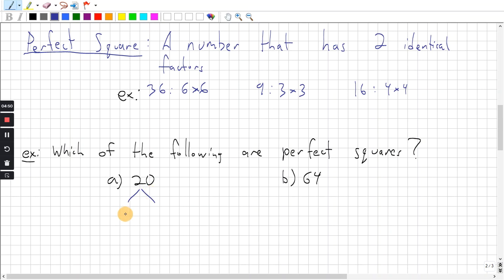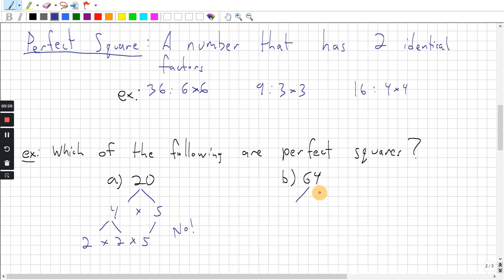So for example, 20, again, you could do 10 times 2 or 4 times 5. Let's do 4 times 5. I know that 4 breaks into 2 times 2, and 5 doesn't break into anything, so we get 2 times 2 times 5. There is not an even number or an even group of the prime factors. And we can see that we can't even find two numbers that multiply to 20 that are the same. So this would be, no, that is not a perfect square.